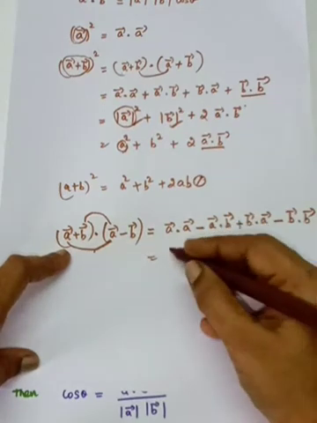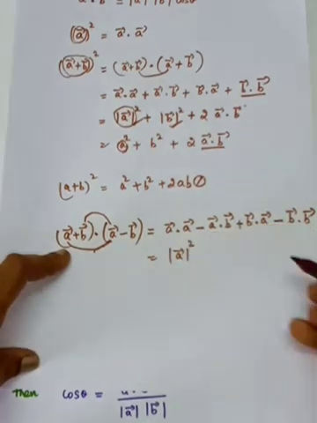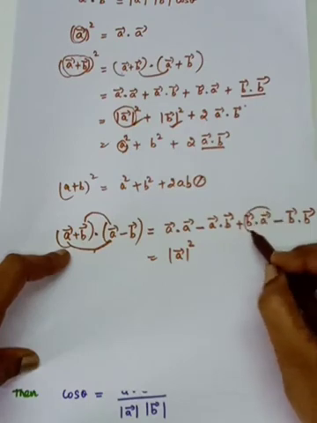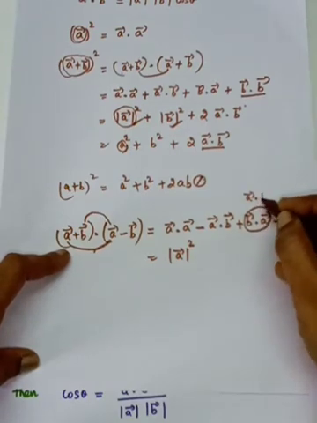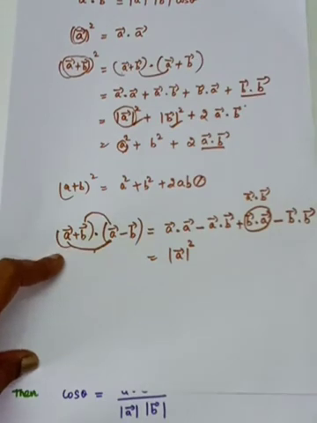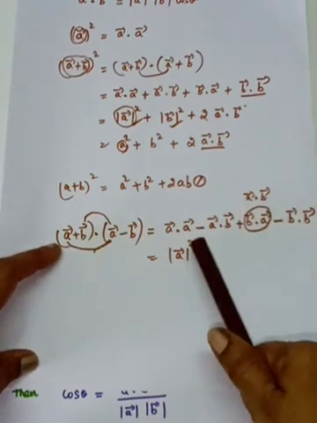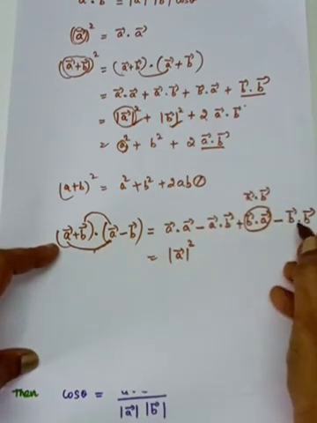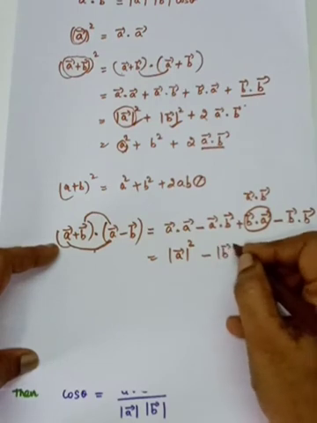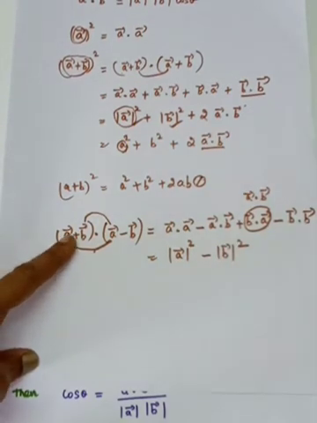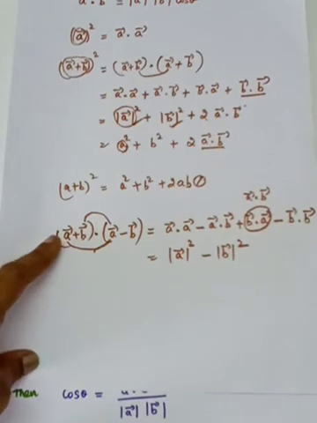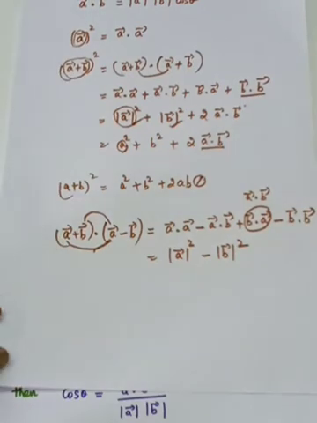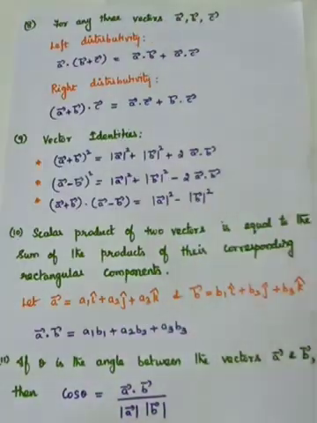So this is nothing but modulus of A vector the whole square. Okay, listen here. This can be written as A vector dot B vector because the scalar product is commutative. So this is in plus and this is in minus. Both get cancelled. So here you will have minus modulus of B vector the whole square. So A vector plus B vector dot A vector minus B vector is equal to modulus of A vector the whole square minus modulus of B vector the whole square. So you will have 3 vector identities.